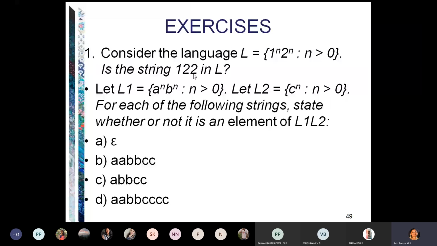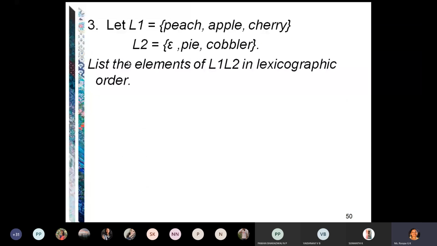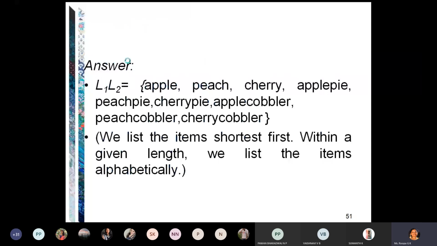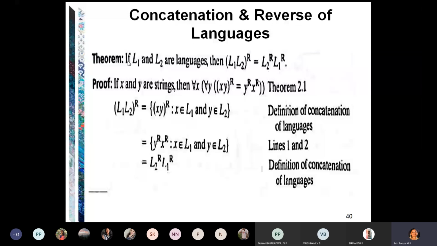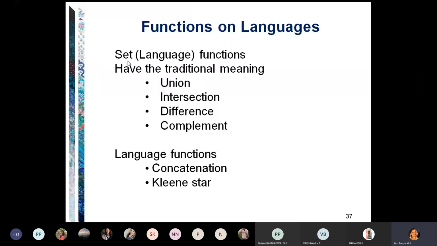What about this one? L1 is given by, okay, this one you can't solve now because concatenation of the language is not over. Okay, this one you take down. Let L1, L2, concatenation again. Okay, fine, enough. Next class, let us study about concatenation, union, etc. Functions on the languages, this one we will study in the next class. Okay, students, have a nice day.